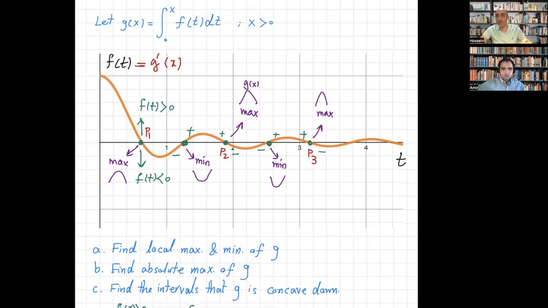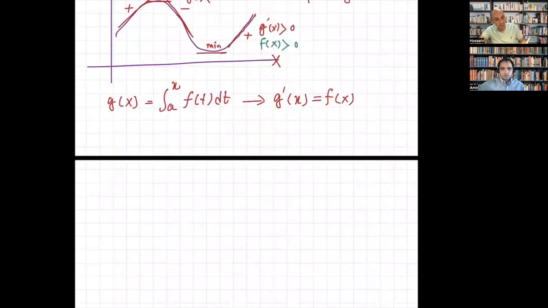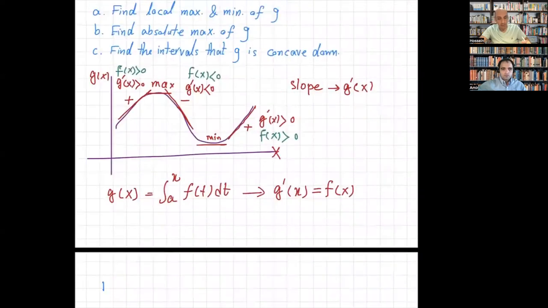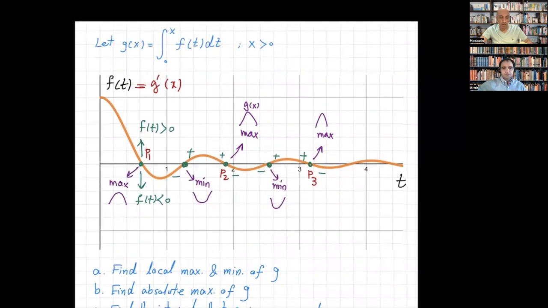So at P1, I want to calculate the value of g. To do that, we use integration. Let me show it on the graph first. We know that f of t, this graph that we see, is the derivative of g. And if I want to find the value of g at P1, I need to do integration, and integration means the area under the curve.